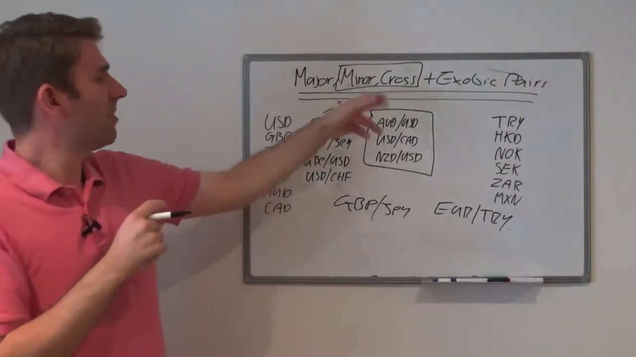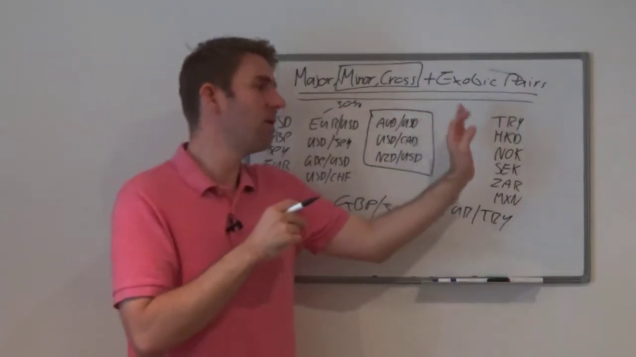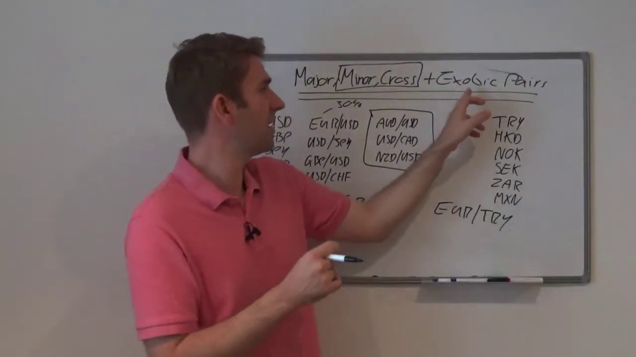Okay guys, major, minor, cross, exotic pairs, something to think about. Loads more research you can do if you like that kind of stuff. Google it, look for exotic pairs.